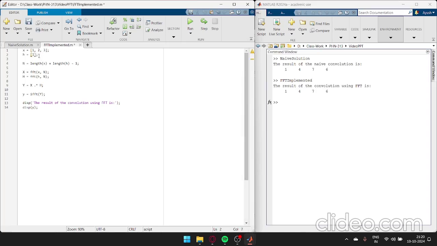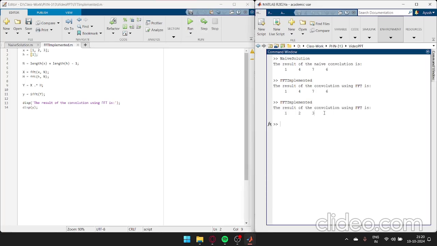I can even change this. Let's take this as our impulse response. And if I have an impulse response, I get 1 2 3.